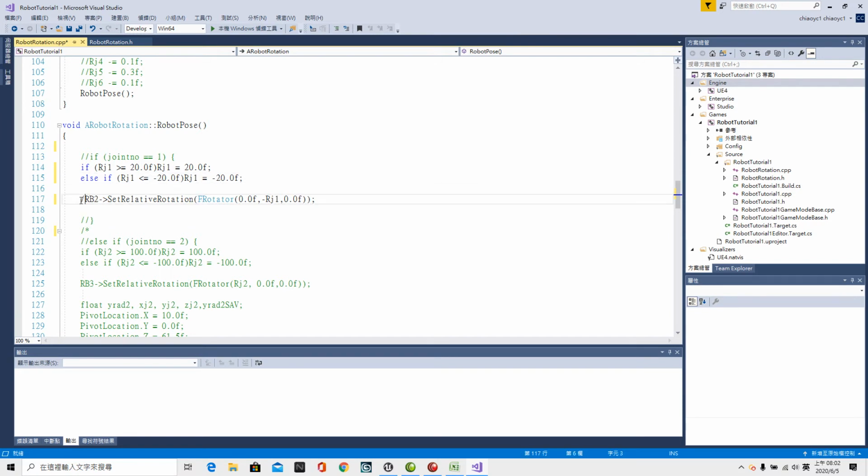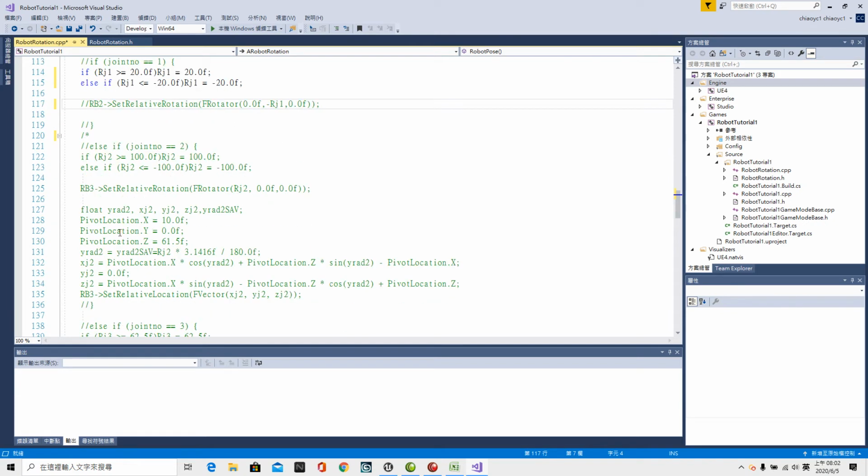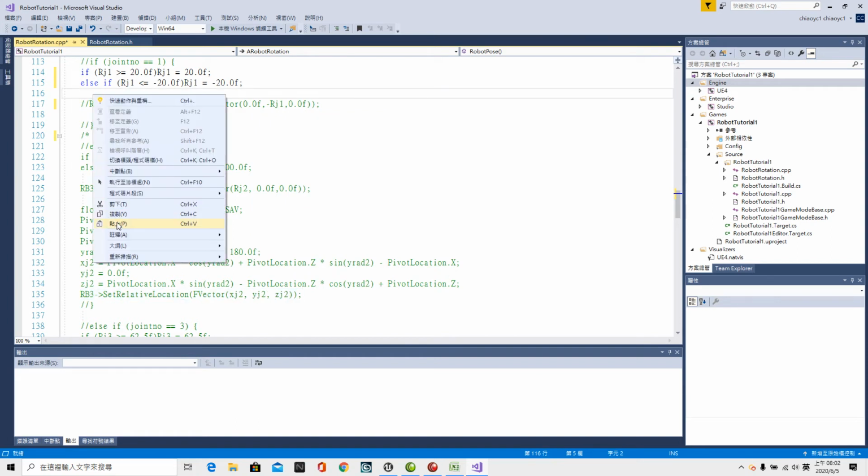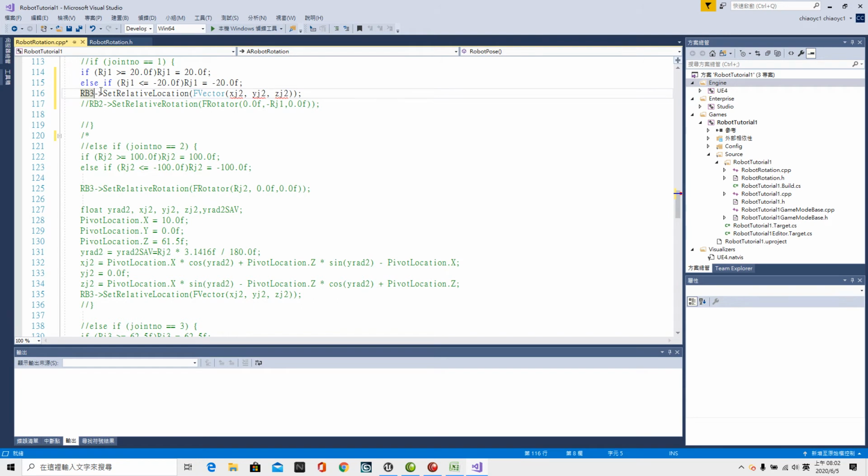And for doing a translation, we use set relative location. The program is written like this: B2 minus greater set relative location bracket f vector bracket the x value 0.0f, the y value 0.0f, as to the z value is current position rj1.